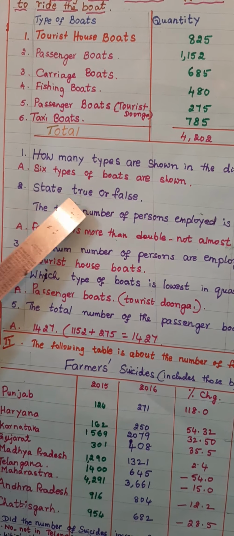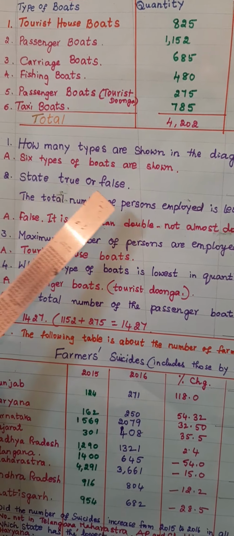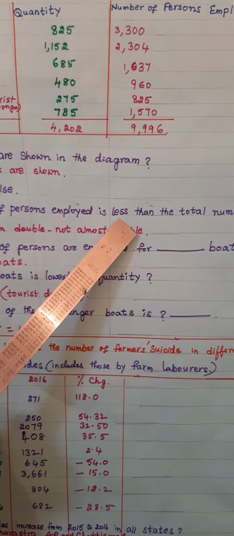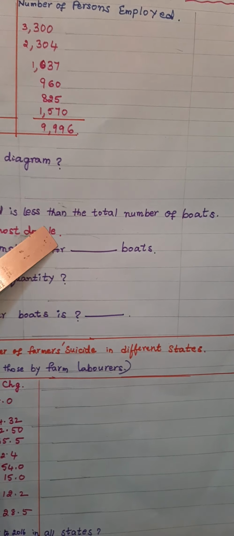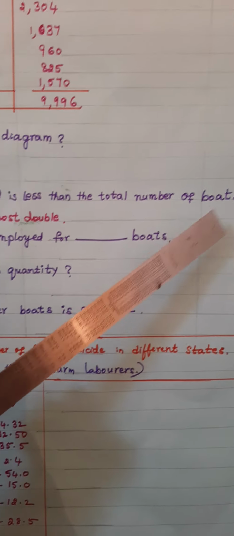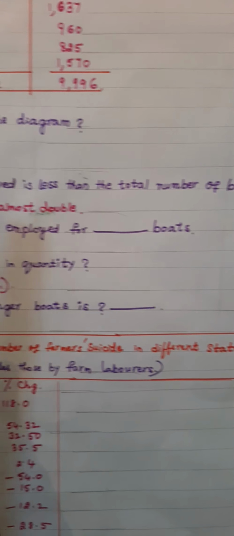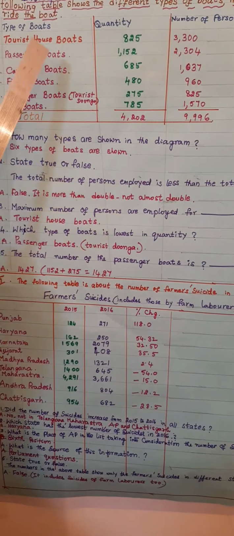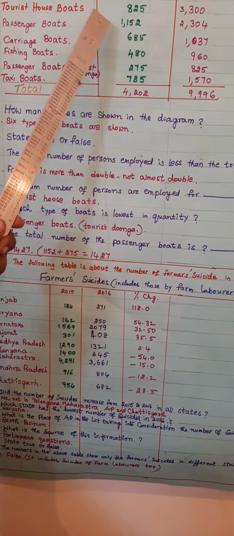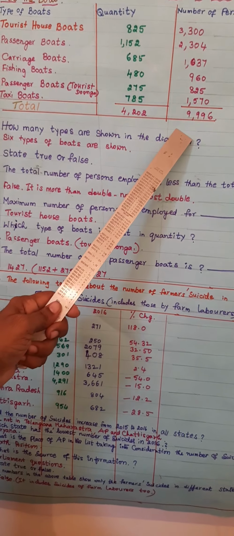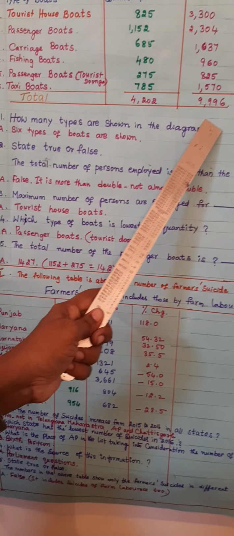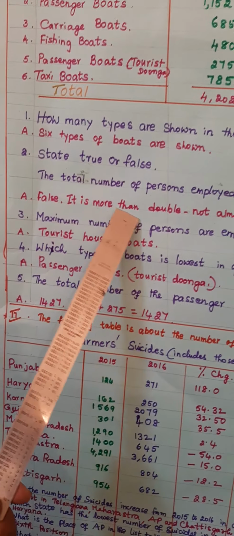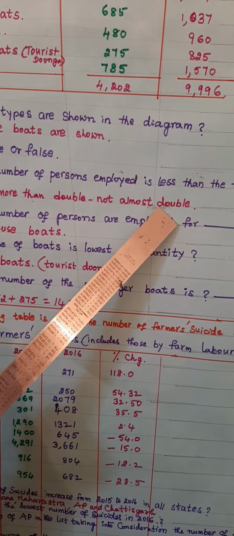And then, state true or false. The total number of persons employed is less than the total number of boats. It asks us to say whether it is right or wrong. Here we have to see that the number of boats is this much, while the number of employees is higher, above 9000 here against 4000 here. So that is false. So you have to write false. It is more than double, not almost double.